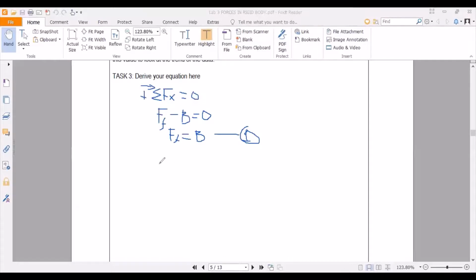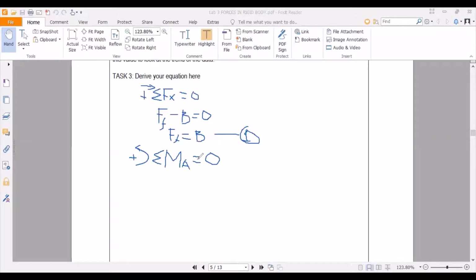We try to sum the moments that work in the truss. So we consider counterclockwise as positive, so we try to create the symbol like this. Then calculate sigma at point A, point A equal to 0. 0 means in equilibrium or static.